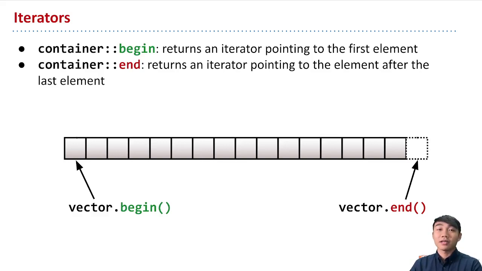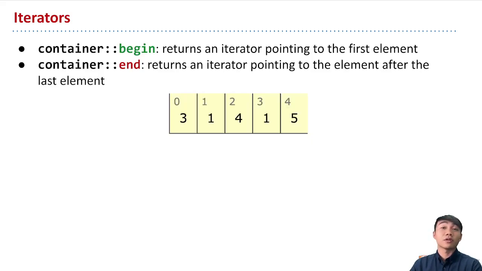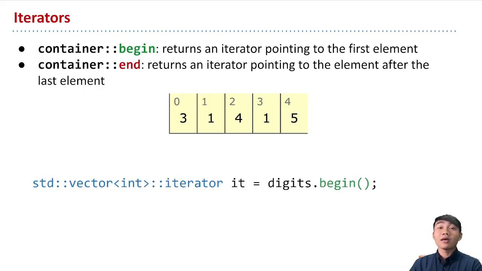So for a concrete example, let's look at this vector here, which we'll call digits. If I call digits.begin, then I can assign that to an iterator, which I'll name it. And this iterator kind of acts like a pointer. So you can see how the iterator returned by begin points to the first element in the vector.